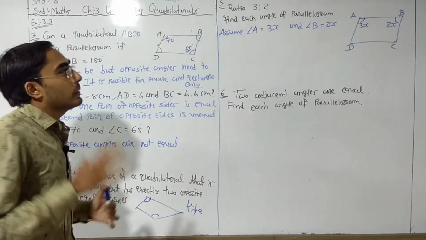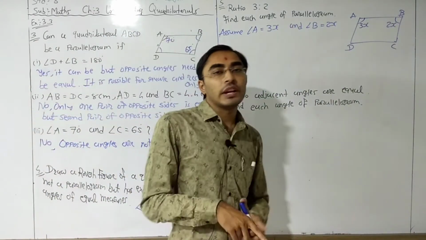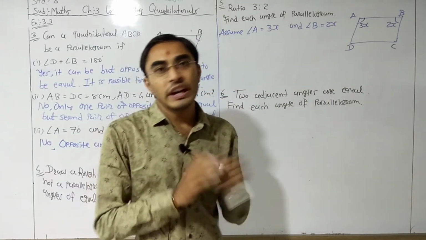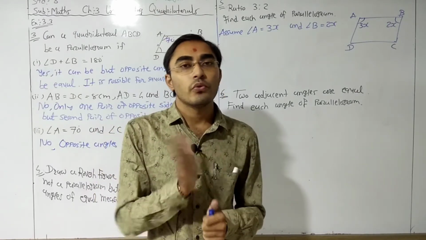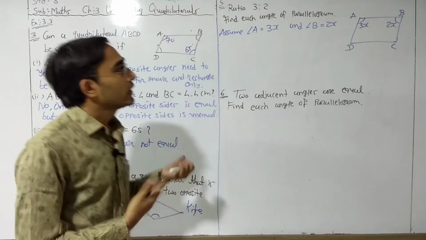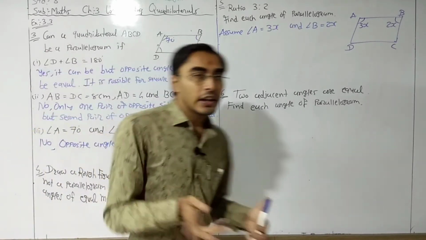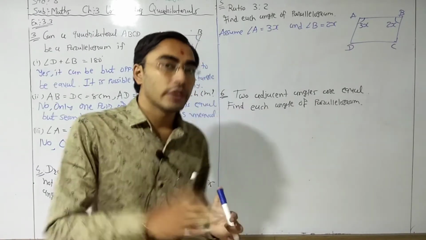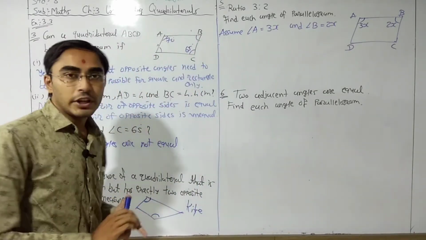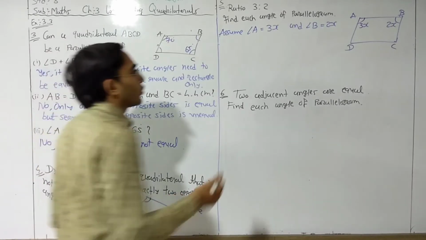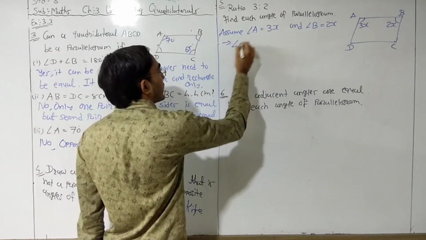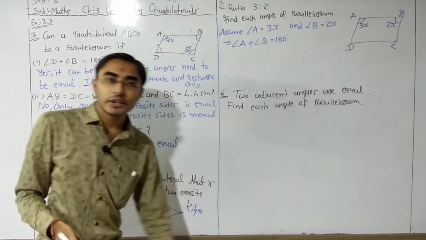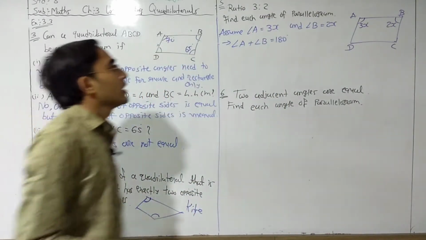Now, remember one property for the adjacent angles of a parallelogram, right? That is, the sum of adjacent angles is equal to 180 degrees, because they form interior angles on the same side of the transversal. That's why the addition of two adjacent angles is equal to 180 degrees. So that property we need to use here. So sum of the adjacent angles, angle A plus angle B is equal to 180 degrees. This is the property of parallelogram.